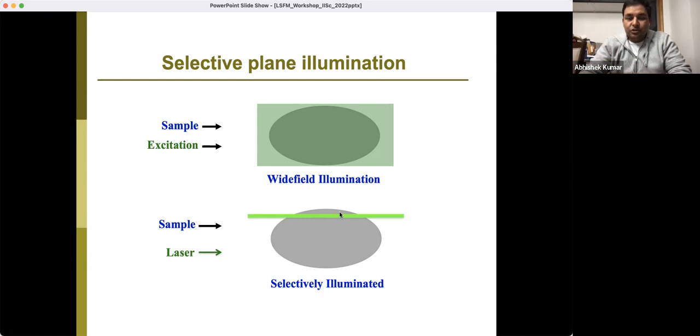And in this geometry, because you are collecting the entire plane in one go, you are not sacrificing your speed. You are maintaining your speed, but you are minimizing your phototoxicity and photobleaching by confining your illumination to a plane. So does that make sense?